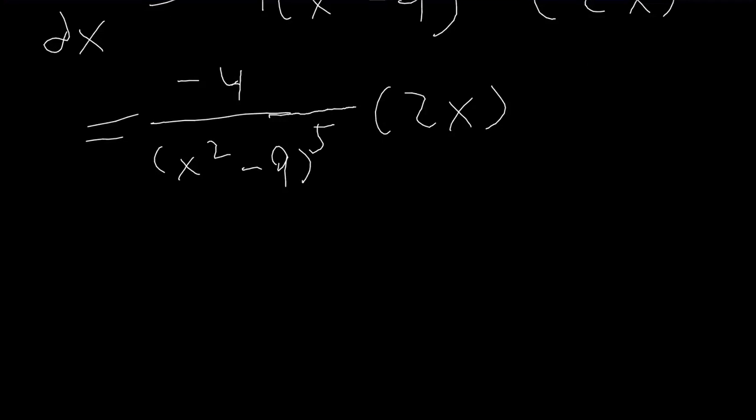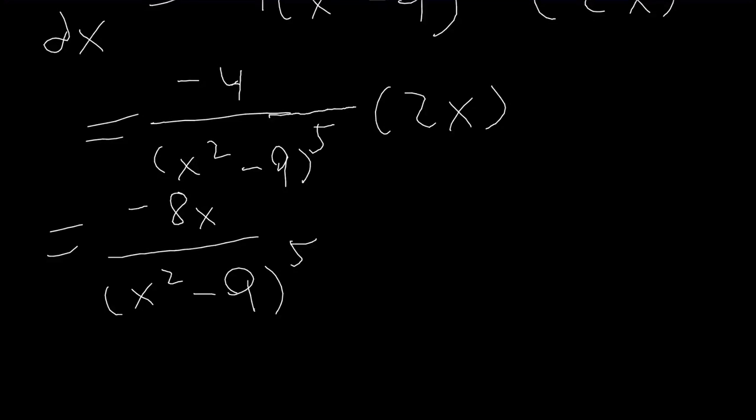Okay, so now we can just multiply the negative 4 by 2x. So we're going to have negative 8x over x squared minus 9 to the power of 5. And that's our final answer.